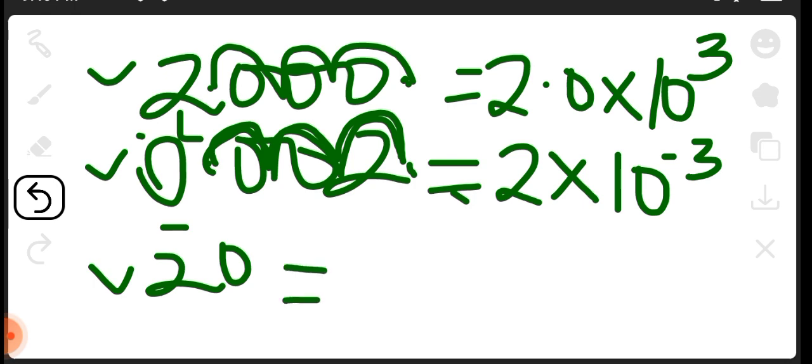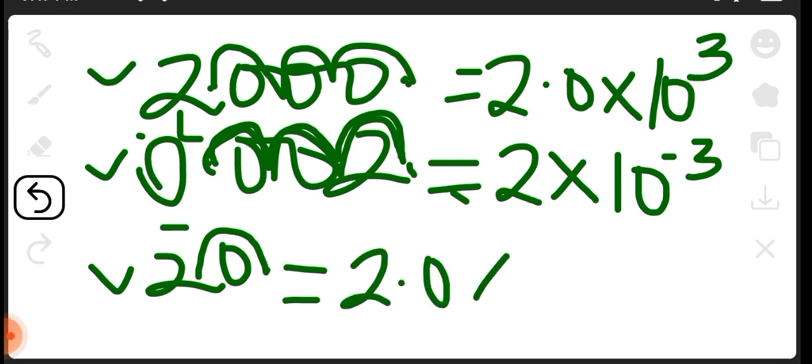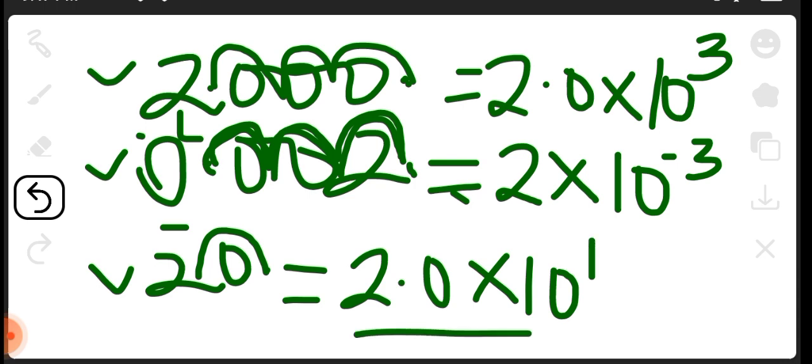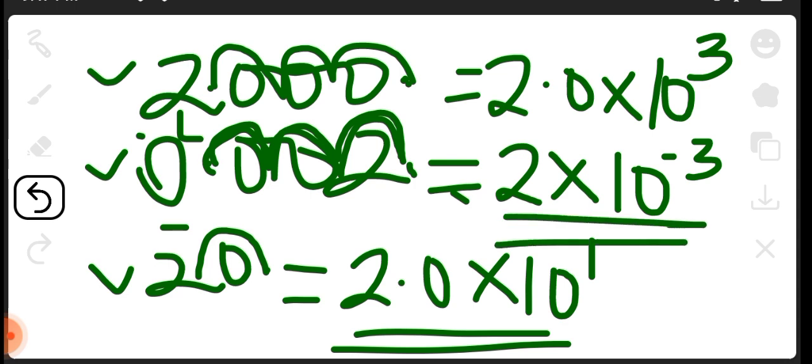So let's learn about this. Decimal point is here. Don't move it once. That will be 2.0 times 10 raised to power. We'll move the decimal point just once backward, so it will be positive 1. So this is the standard form of this. This is the standard form of this. This is standard form of this.